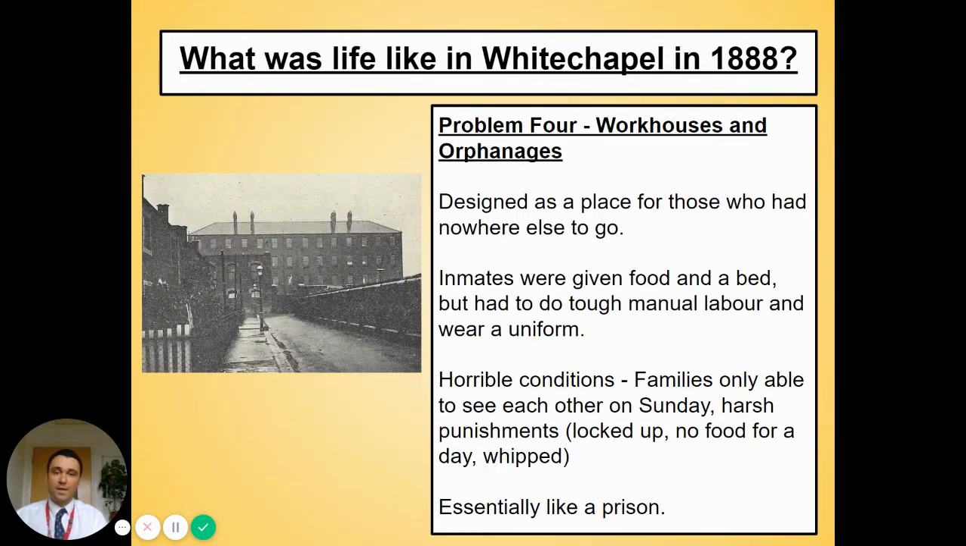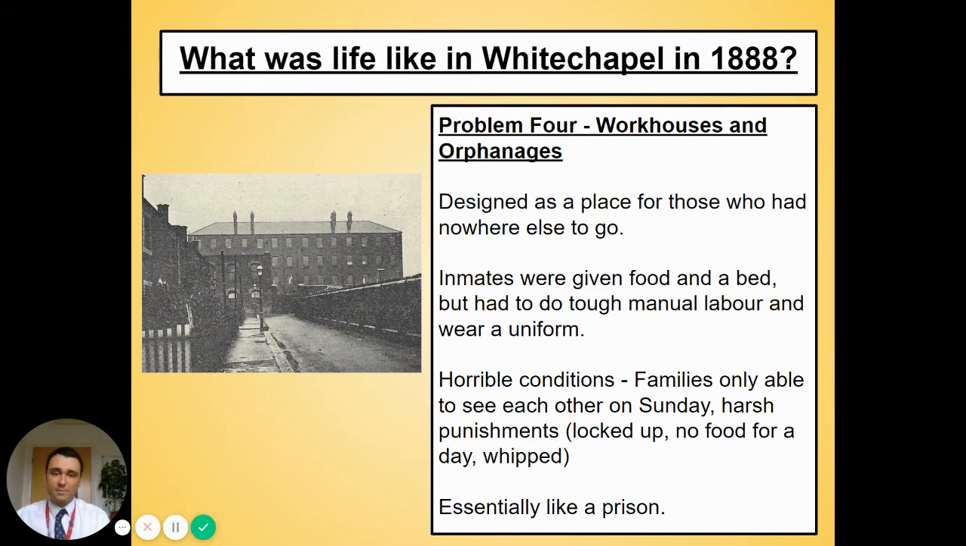Okay, moving on. So, problem 4, workhouses and orphanages. Now, there were some people in Whitechapel who just had nothing. They had no money, they had no housing, there was literally nowhere for them to go. And the governments had to do something for these people. The workhouses were designed as a last resort when you've got nowhere else to go at all.